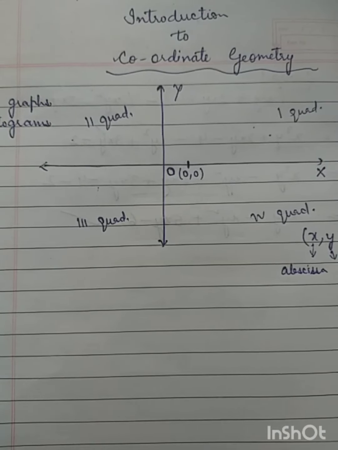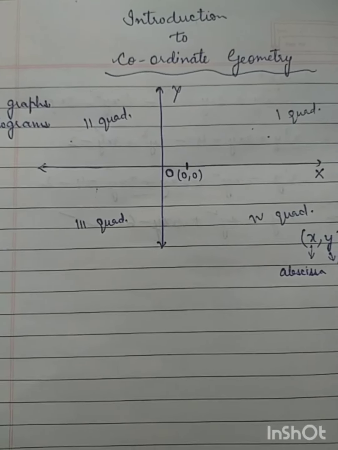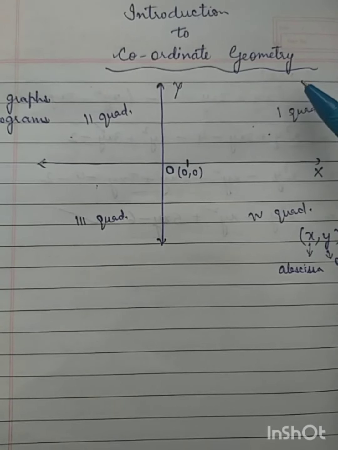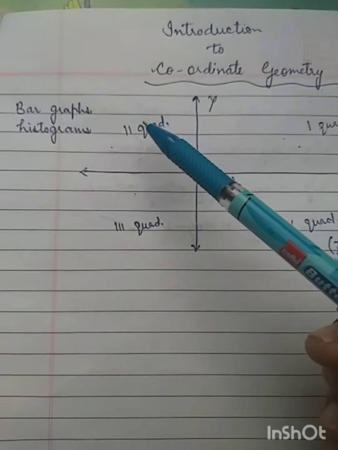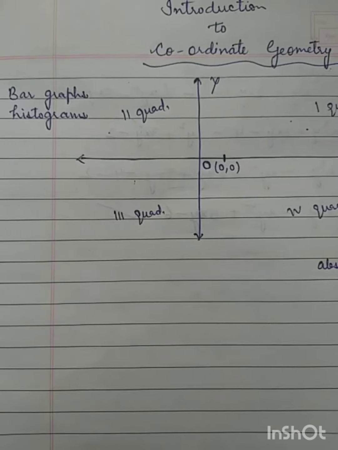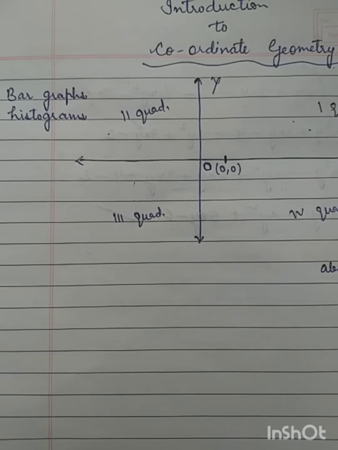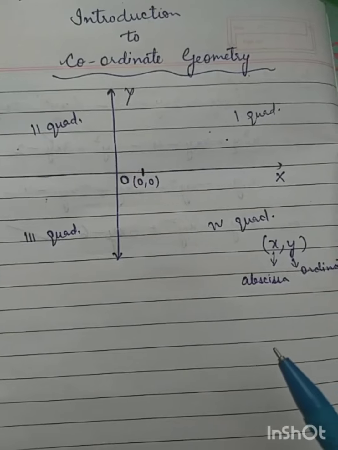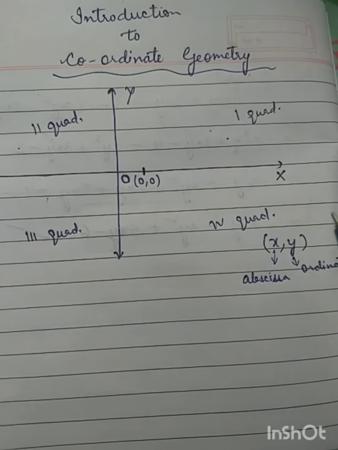Students, in today's video, we are going to learn about coordinate geometry. We have already learned in your previous classes about bar graphs and histograms. You know how to locate them and how to draw these on graph paper. But now, if you want to locate coordinates in a coordinate plane, then you need coordinate geometry.